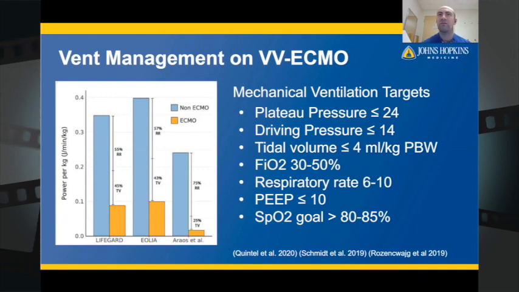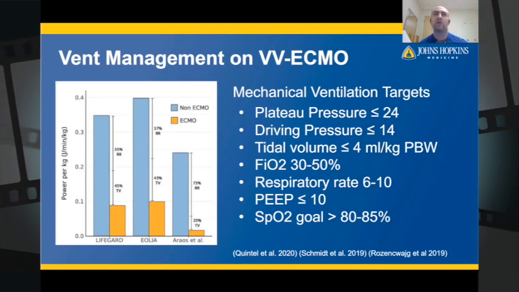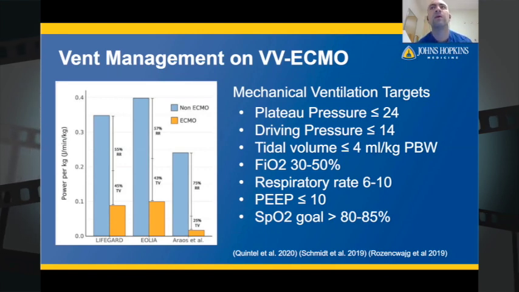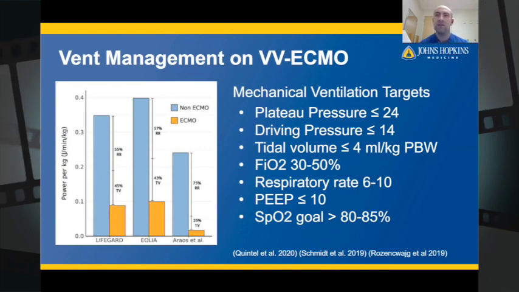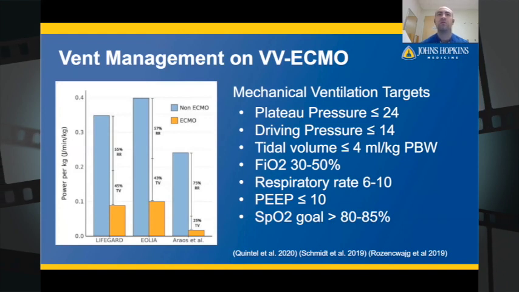Ideally, during VV-ECMO, supported by the available literature, targeting a plateau pressure of 24 or less, a driving pressure of 14 or lower, and a tidal volume of 4 mL per kilo with a respiratory rate of 10 or lower is ideal. This can be achieved by setting a pressure control mode with pressure of 10, respiratory rate of 10, PEEP of 10, and FiO2 of 30 to 50%, which is done routinely here at Johns Hopkins.